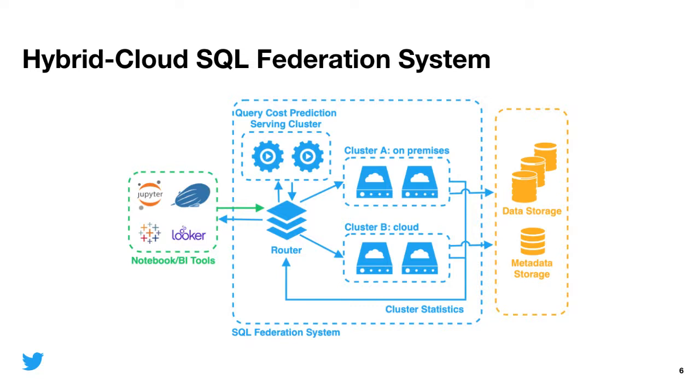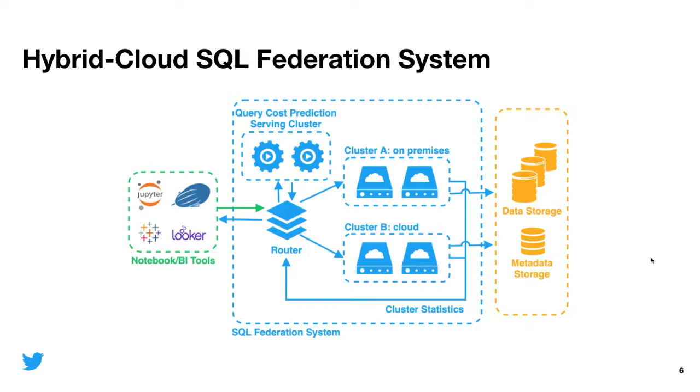And the query cost prediction system's purpose is to provide a rapid estimate of the resource usage, like the CPU usage and the memory usage of each SQL query, and return the result to the router for query scheduling or scaling. And for those SQL engine clusters, those clusters will communicate with data storage and metadata storage to fetch the query results and return them to the front-end tools. So that's the overview of the SQL Federation system.